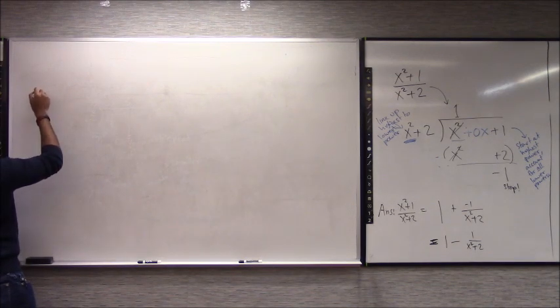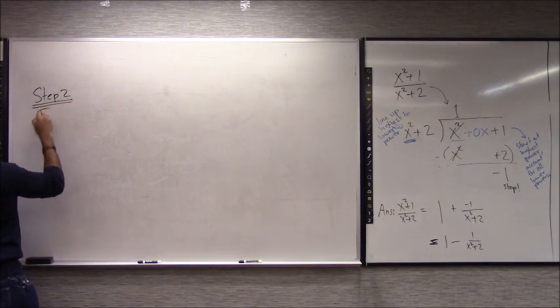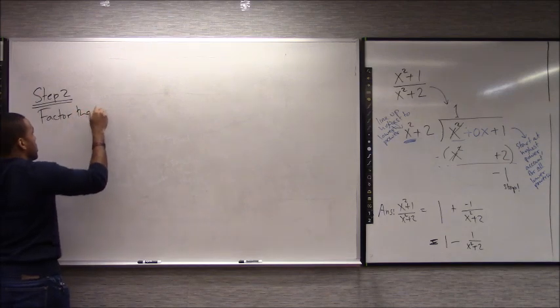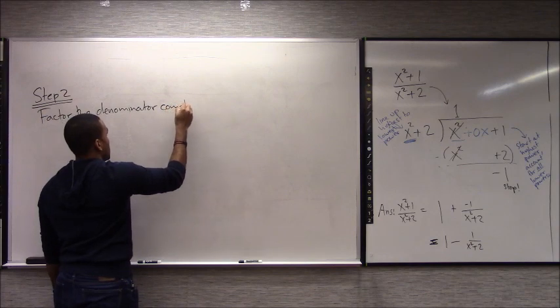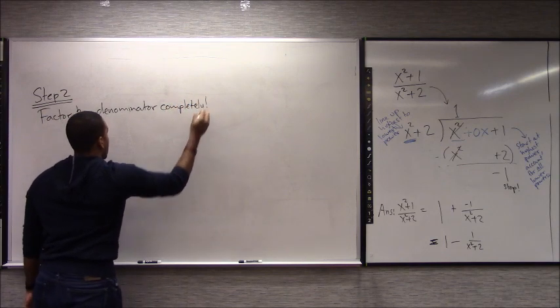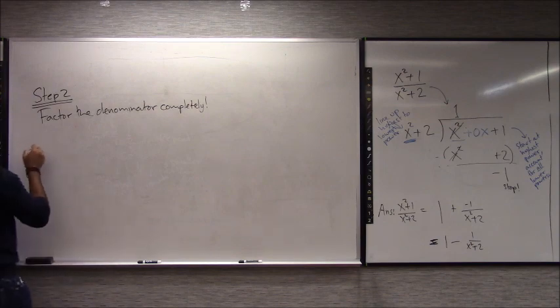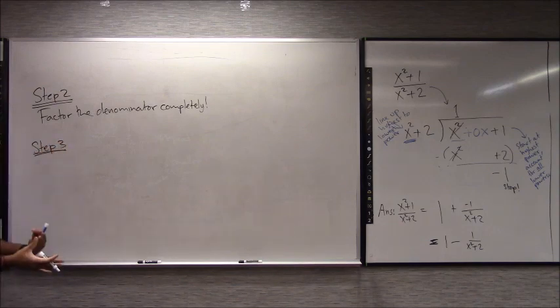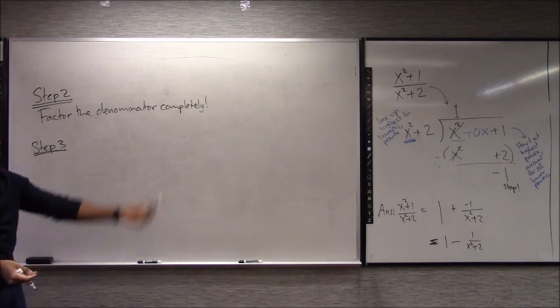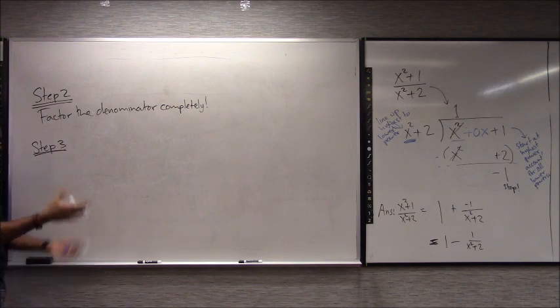And this brings up step 2. I want to factor the denominator completely. That's step 2. Now, I'm going to assume you all know how to factor. I'm not going to teach you how to factor again. Step 3. So step 1, make sure it's a proper fraction. If it's not, reduce it with long division or algebraic manipulation. Step 2, factor the denominator completely. Whatever you need to do that, just do it, get it done.